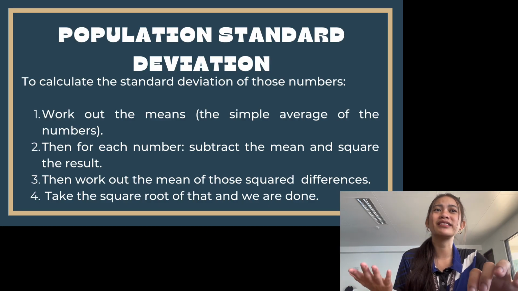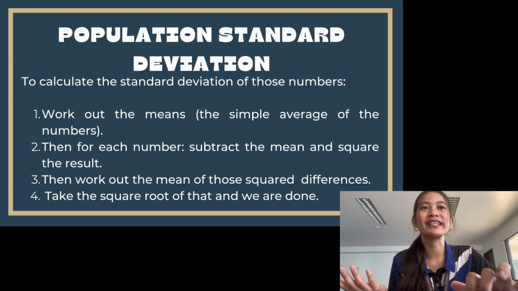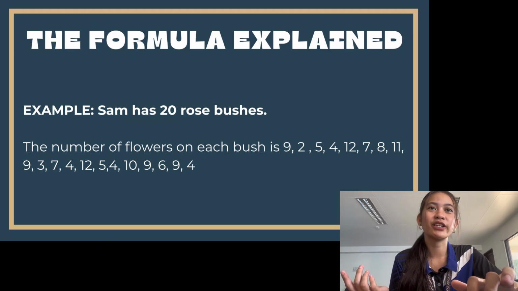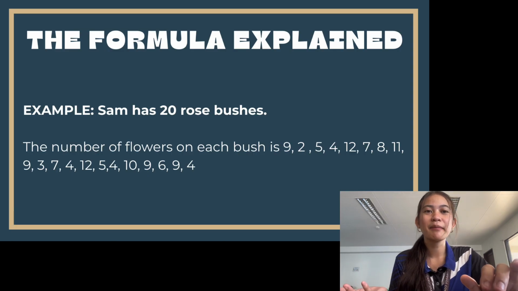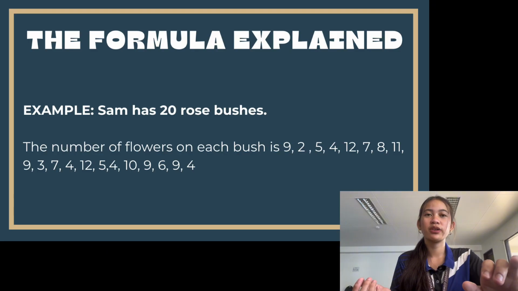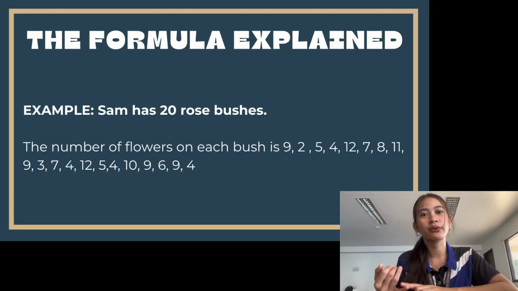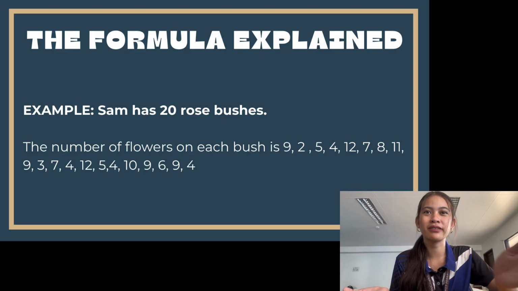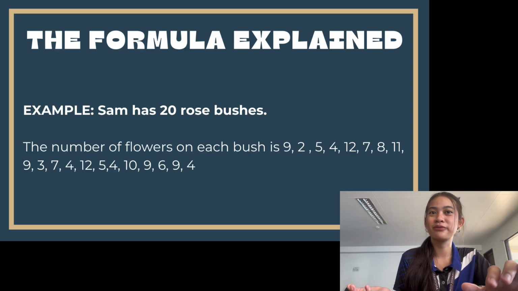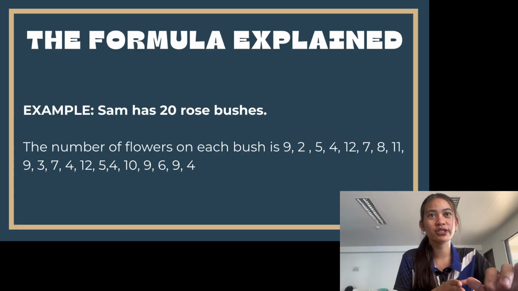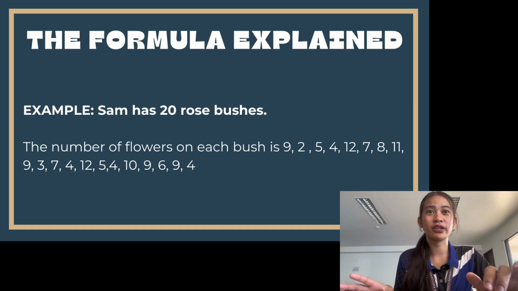Okay, so it might seem easy, but it's actually very, very hard. So let me take you through the formula explained. So example, Sam has 20 rose bushes. So the number of flowers on each bush is 9, 2, 5, 4, 12, 7, 8, 11, 9, 3, 7, 4, 12, 5, 4, then 9, 6, 9, 4. That's the number of flowers on each bush. And Sam has 20 rose bushes.